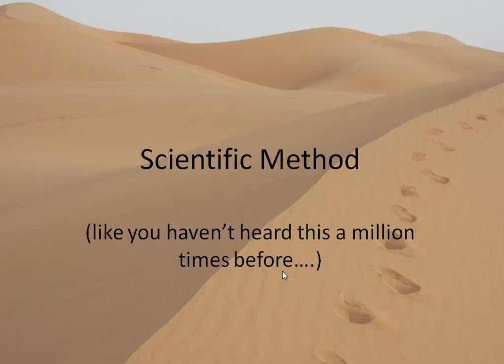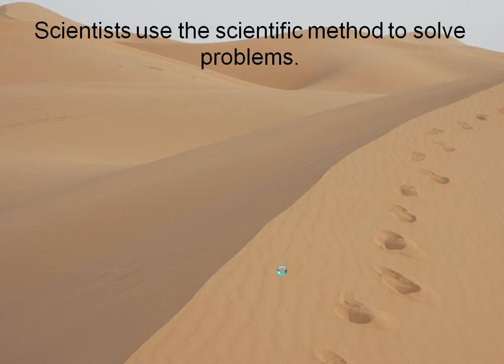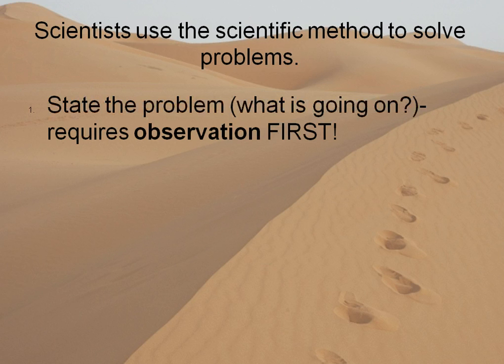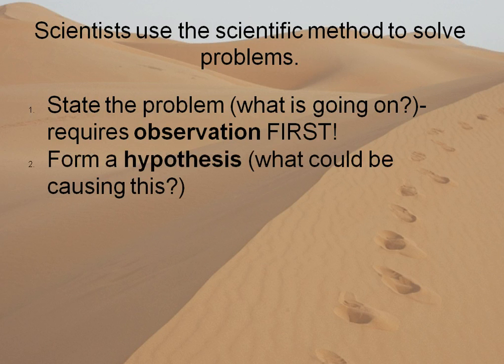Okay, let's talk about the scientific method. Scientists use the scientific method to solve problems all the time, whether you're in a science class or just sitting around your house. You use these kinds of processes to solve problems all the time. First, you have to have a problem. You have to know what's going on. That requires you to open up your eyes, look around, and do a little observation. Figure out what the problem is.